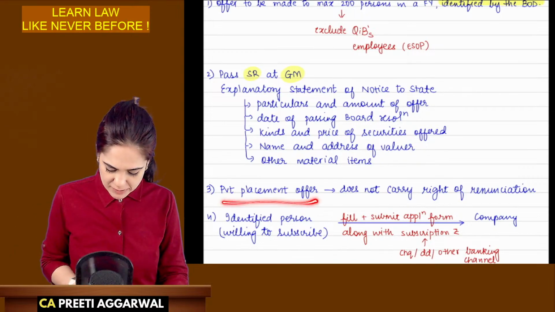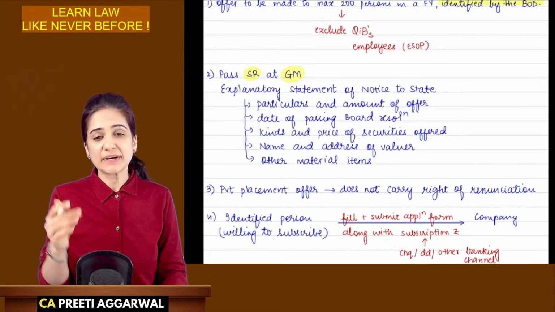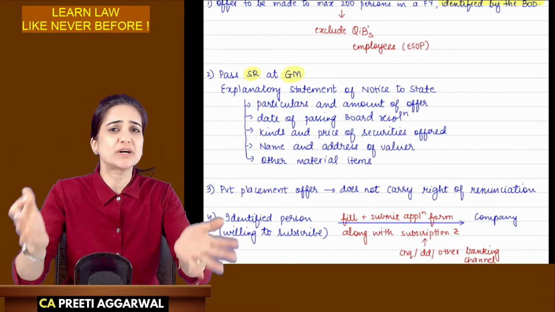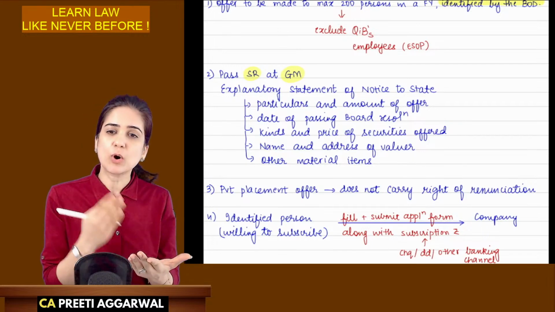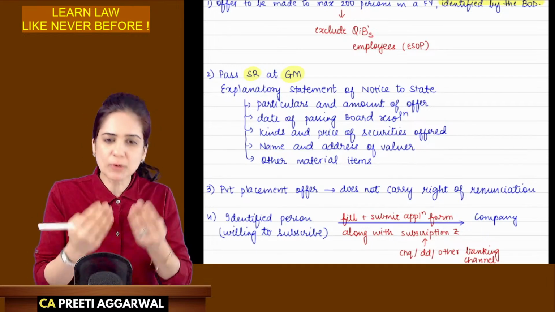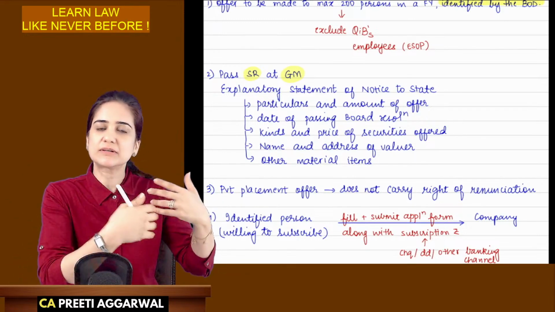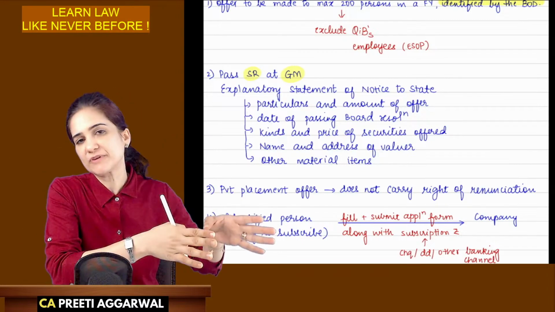The private placement offer does not carry the right of renunciation. Renunciation means to renounce the shares, to give up the shares in favor of the other person. Now, that is possible in case of rights issue. But if the offer in private placement is made to a particular person, he cannot say, I'm not interested in buying this. I will now ask somebody else to accept this offer. I'm renouncing the offer in favor of the other person.